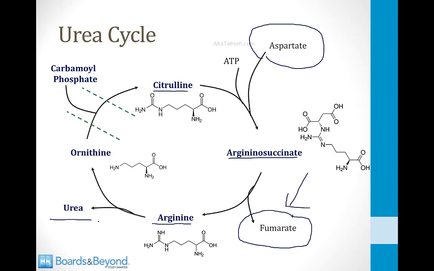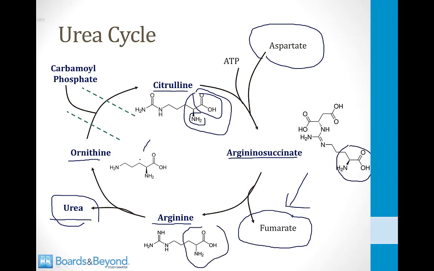From arginine, you can synthesize urea, and in addition, you regenerate ornithine. Recall that ornithine was consumed in the mitochondria. It is regenerated in this step, and it can cross back into the mitochondria to participate in the urea cycle again. Let me just point out to you that all the structures I've shown on the screen are amino acids. They all have an amino group and a carboxylic acid group. So citrulline is an amino acid, so is argininosuccinate, so is arginine, and so is ornithine.